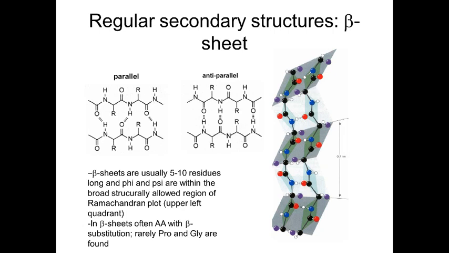Let's move now to the beta sheets. Beta sheets can be formed either by parallel strands of peptides, or by antiparallel strands of peptides. And again, the beta sheets are stabilized by a network of hydrogen bonds between two adjacent strands.